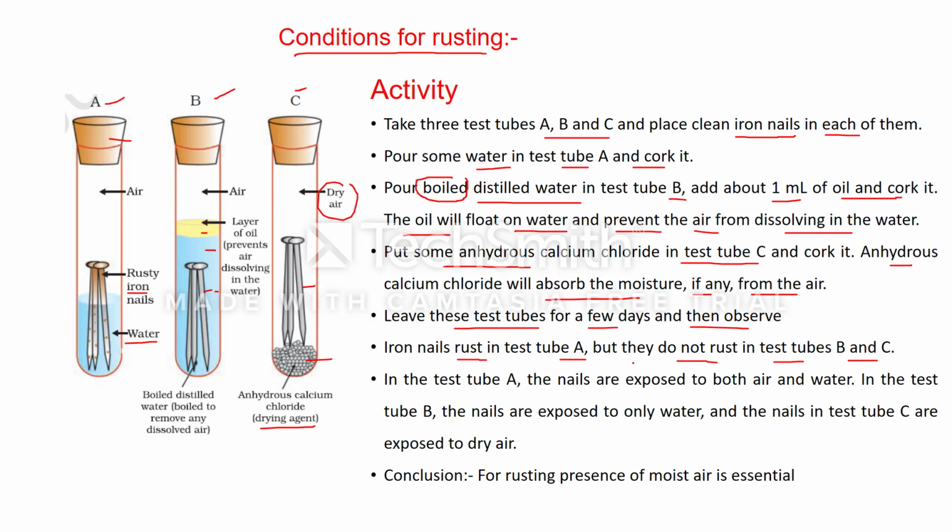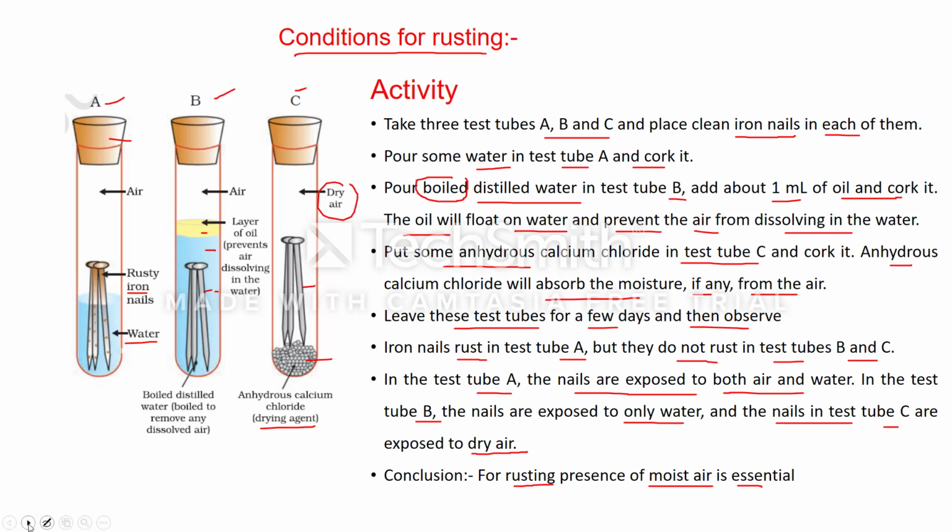Now just compare the conditions of A, B and C. In test tube A, the nails are exposed to both air and water. In test tube B, nails are exposed to only water because we have removed the air by boiling the water. And the nails in test tube C are exposed to dry air. Moisture is not there. Moisture is absorbed by the anhydrous calcium chloride. What we conclude from this activity is that for rusting, the presence of moist air is essential. Is it clear?